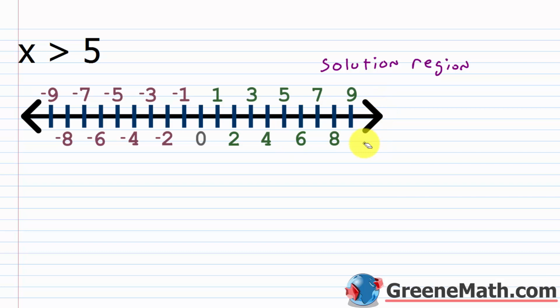In this course, we're basically going to stick to this. So we're going to put our parenthesis here and then shade everything to the right. But feel free to do it either way.